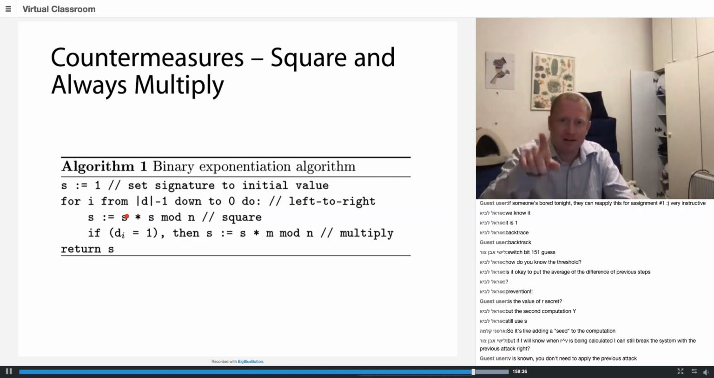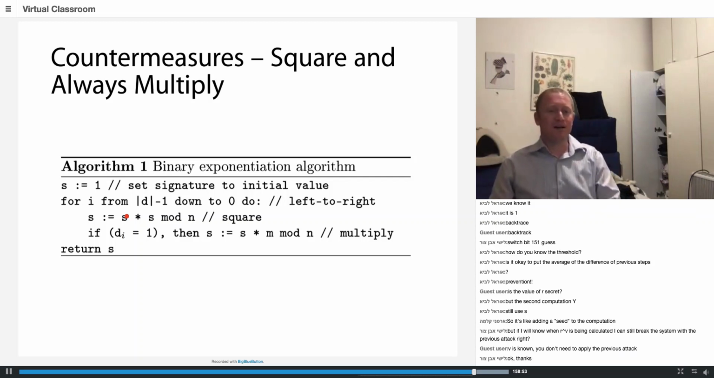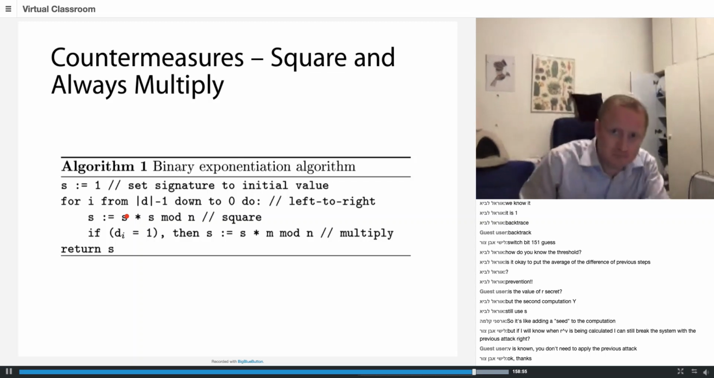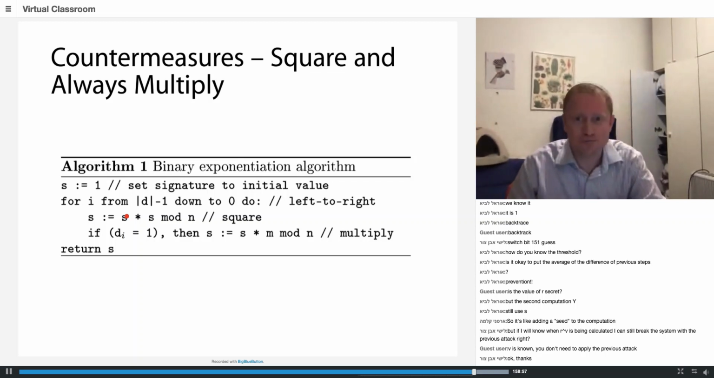That's correct. R is not raised to the power of s. R is raised to the power of v. But if I know r, then I know x, because I know m. And then if I know x, I can do the previous. But usually you don't know.